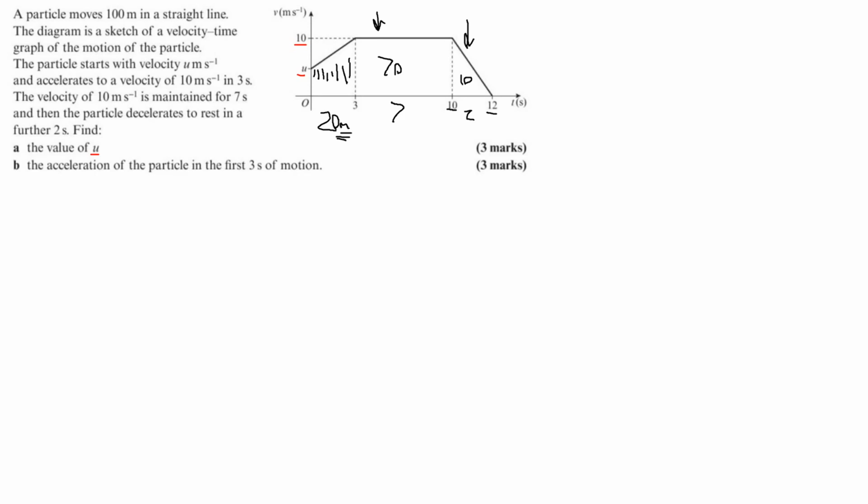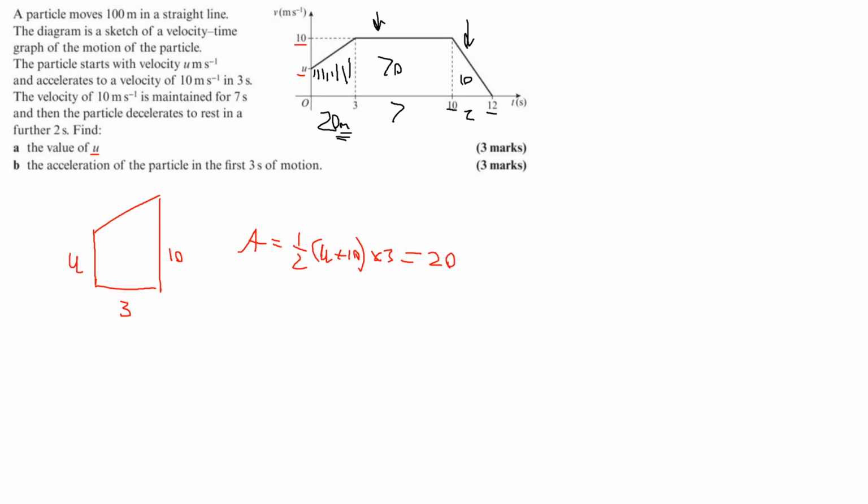Now, what we can do is work out this as an area function. So, think about the equation of a trapezium. So this is our trapezium. We don't know what u is. We know this is 10 and we know this is 3. The area equals a half times u plus 10 times 3, which is also equal to 20.